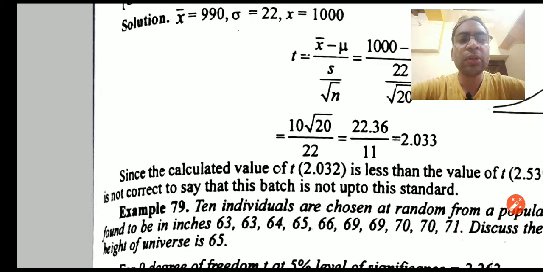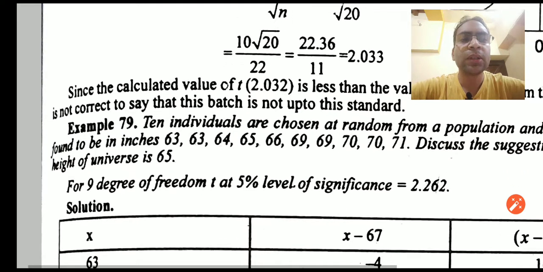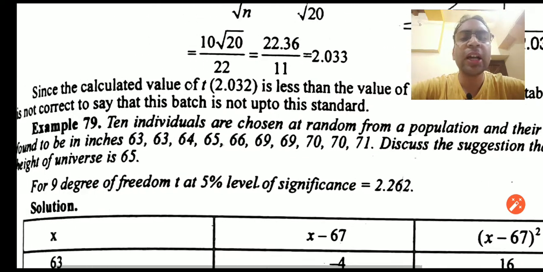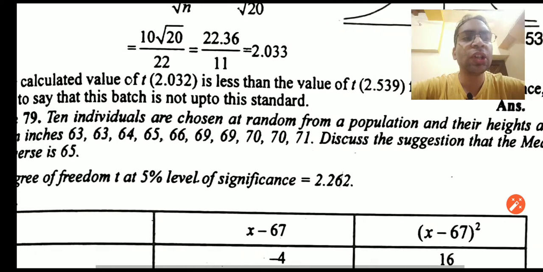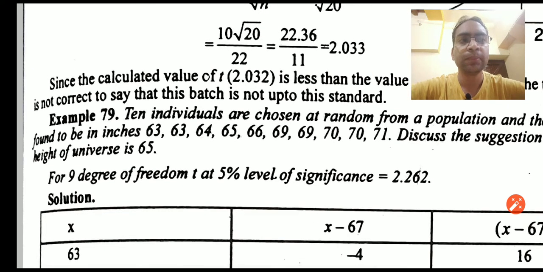So now let's try to understand another example. 10 individuals are chosen at random from a population and their heights are given in these manners. Now discuss the suggestion that the mean of the height of the universe is 63. This is the first purpose of the t distribution that we had already identified in the last lecture. So we need to identify whether this assumption is true or false.